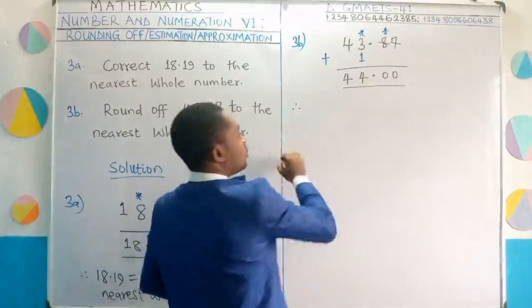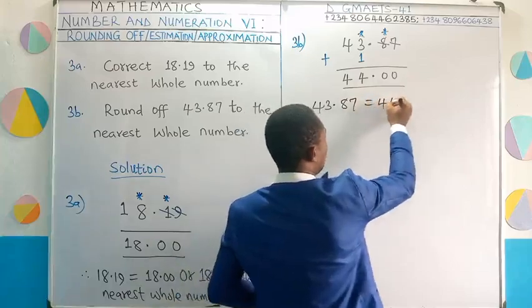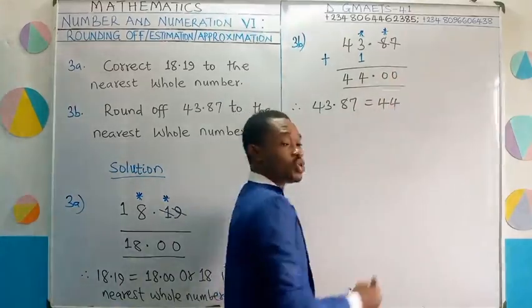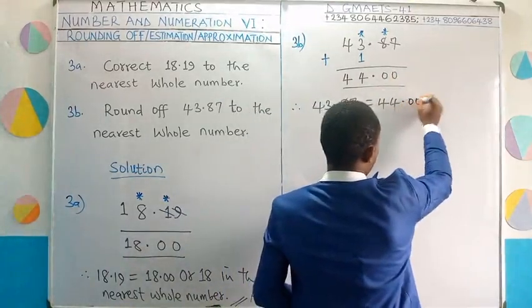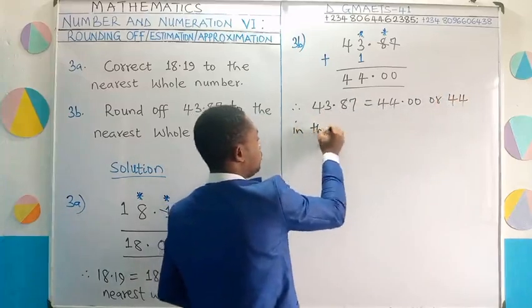Therefore, 43.87 is equal to 44.00. If you want to put the 0.00, the choice is yours. Or 44 in the nearest whole number.